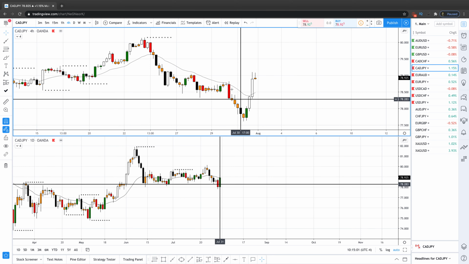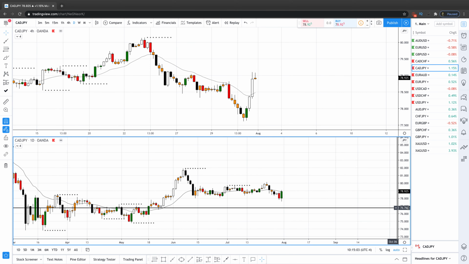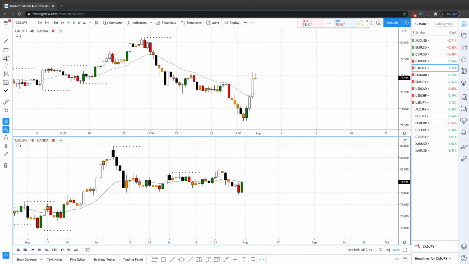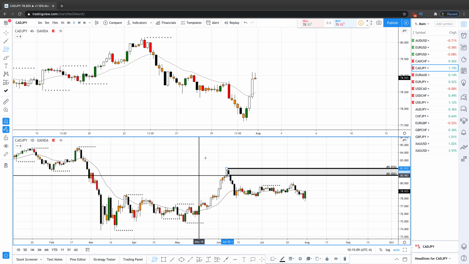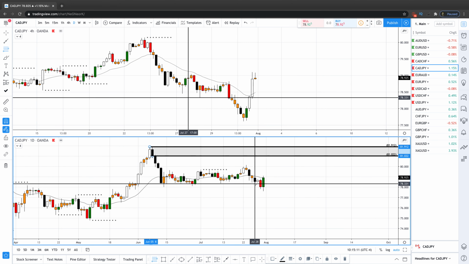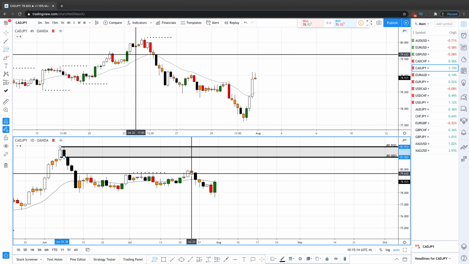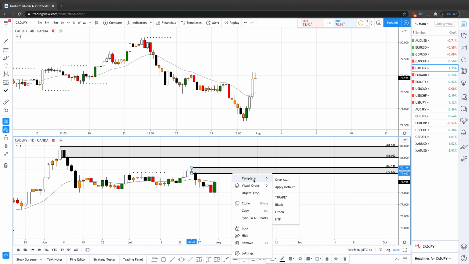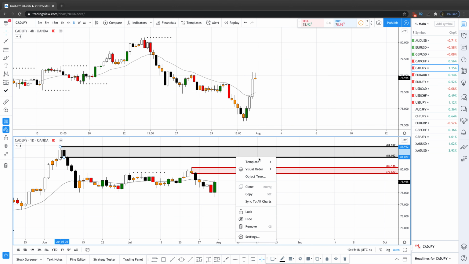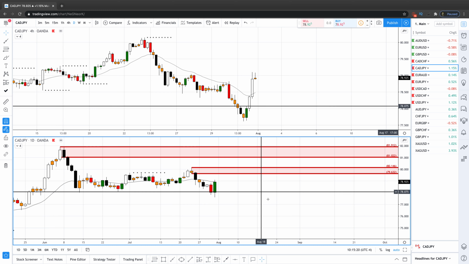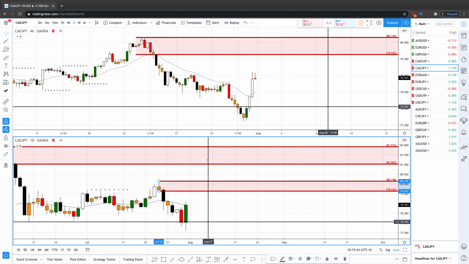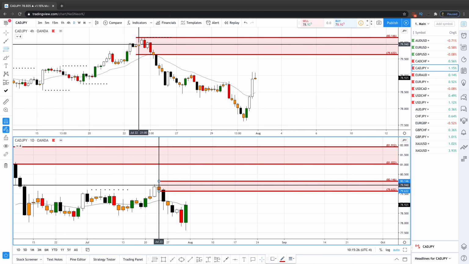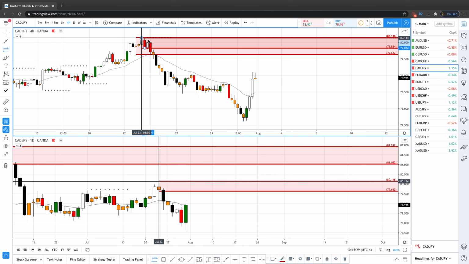CAD yen broke above those highs, but we'll look at the daily first. CAD yen, I don't know if we'll get up here. We could definitely get up there this week for sure. You got this zone right here as well. Let me just change these colors. Yeah, you got these two zones here. Let me just sync this to all charts. And you got this 4-hour level at the extreme.